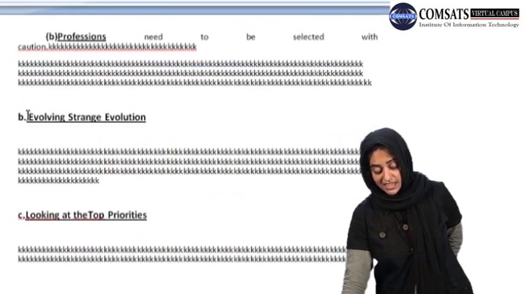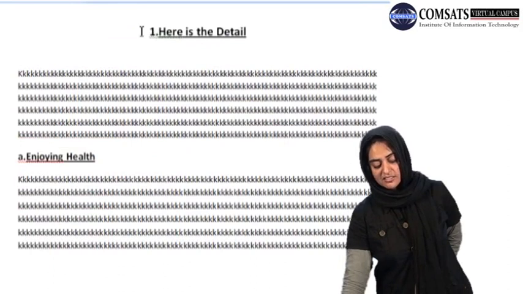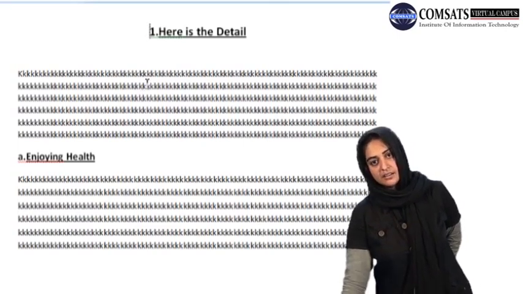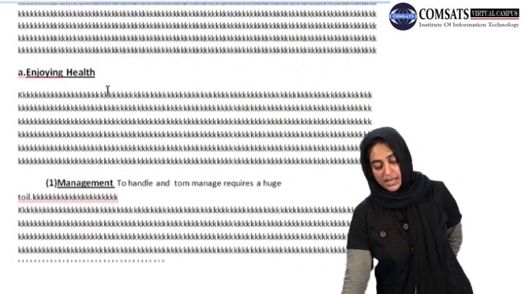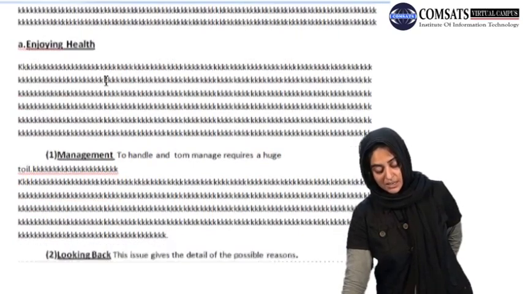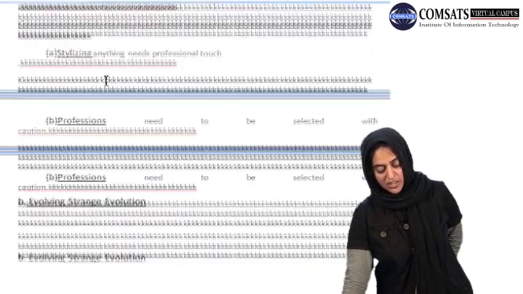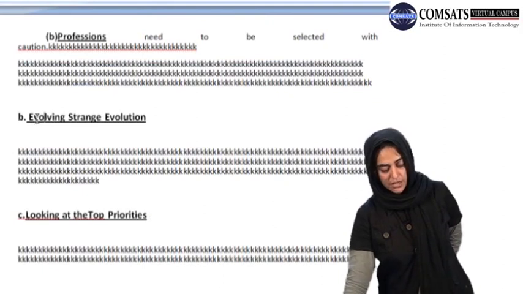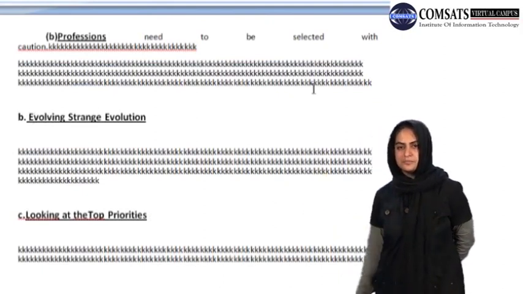Now dear students, this third degree coming up for the second time, evolving strange evolution, is the third degree coming up for the second time under this second degree heading, here is the detail, and will be labeled in sequence to any other third degree that came above it under the same second degree. So we had one, enjoying health, which was labeled as small letter A dot in front of it. Coming for the second time, it will be labeled in sequence as small letter B, as you can see in front of you on the screen.